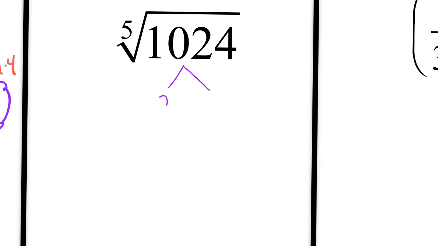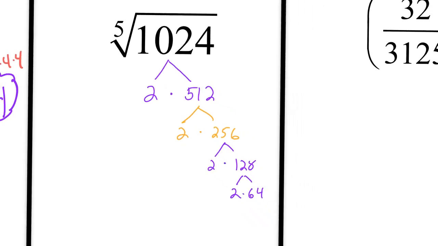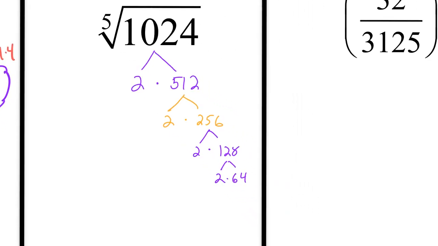So I know that 2 times 512. Now 512, it's also even, so 2 times 256, and 256, again, it's even, so I have 2 times 128, and the 128 is 2 times 64, and it's a little bit of work, but you start breaking down the numbers.